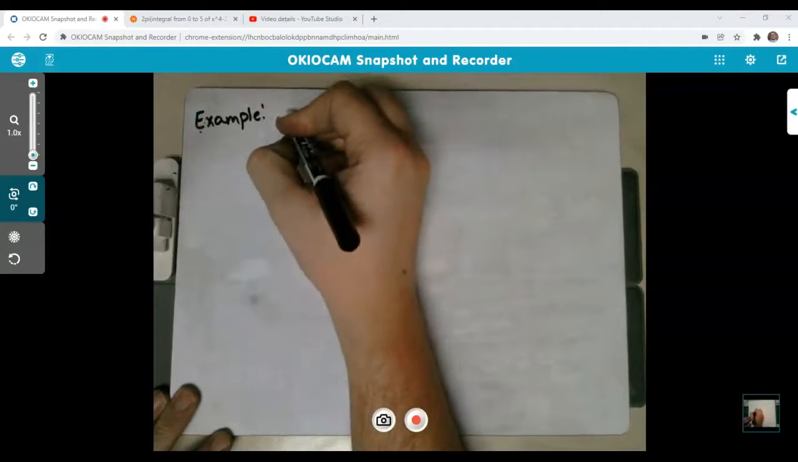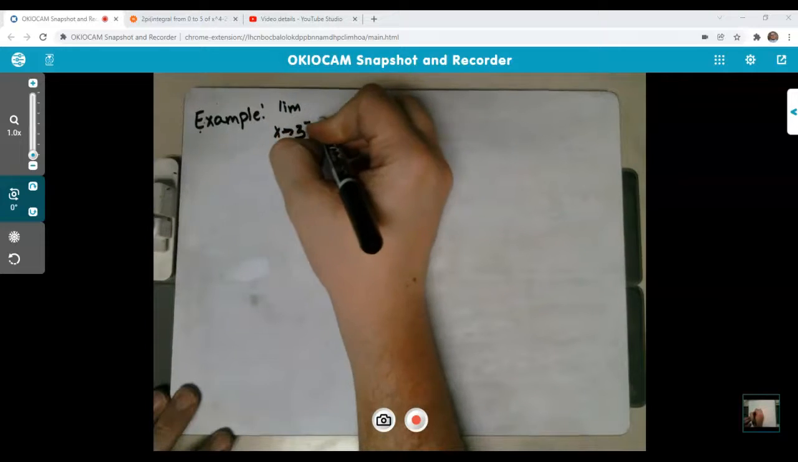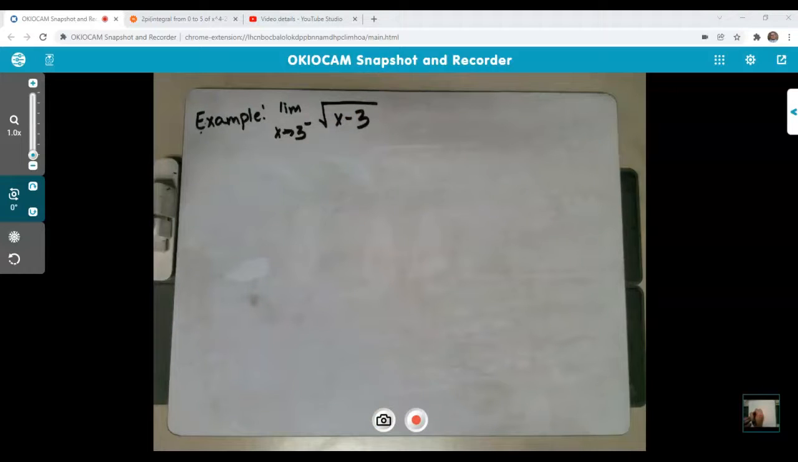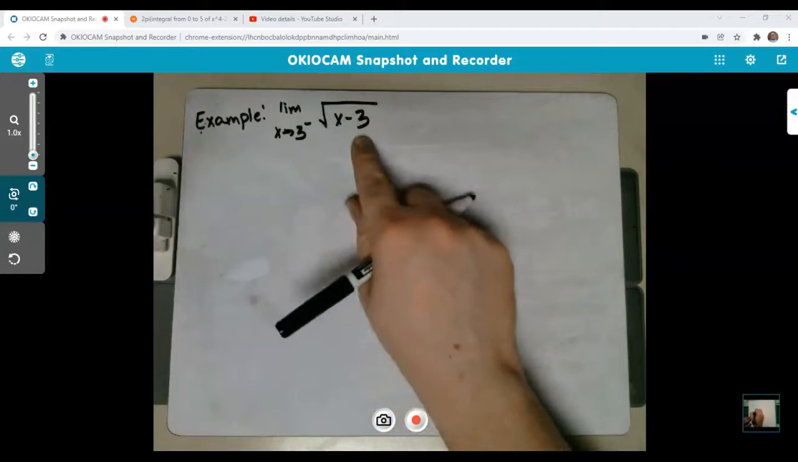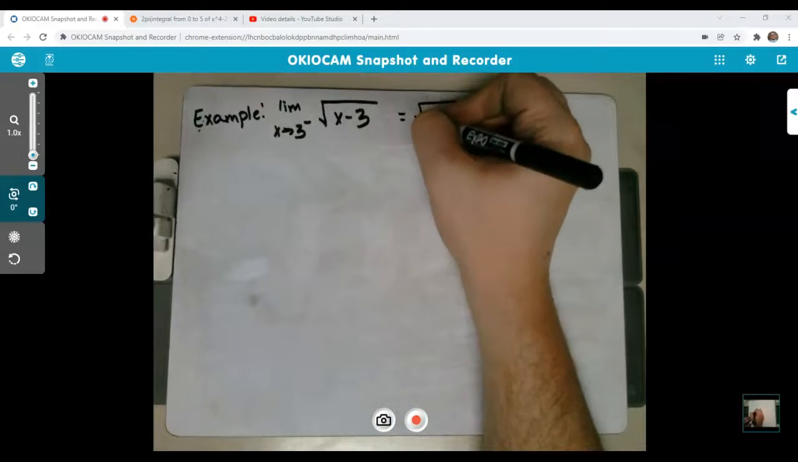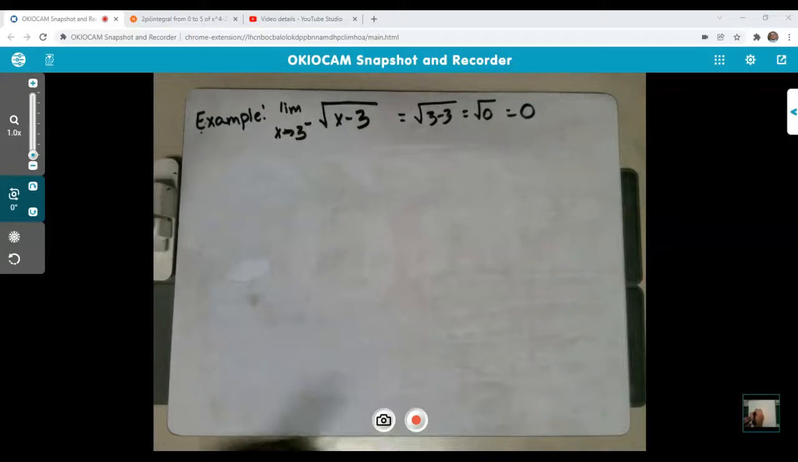Let's look at the limit as x approaches 3 from the left of the square root of x minus 3. So let's think about this. Your first thought would probably be, okay, I can just plug in a 3, right? So I can just plug in a 3, easy peasy, no big deal. 3 minus 3 is square root of 0, so 0, and I'm done.